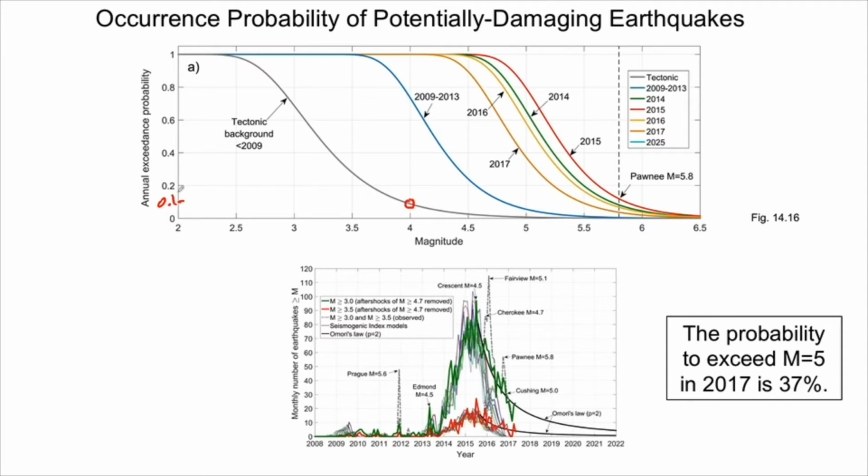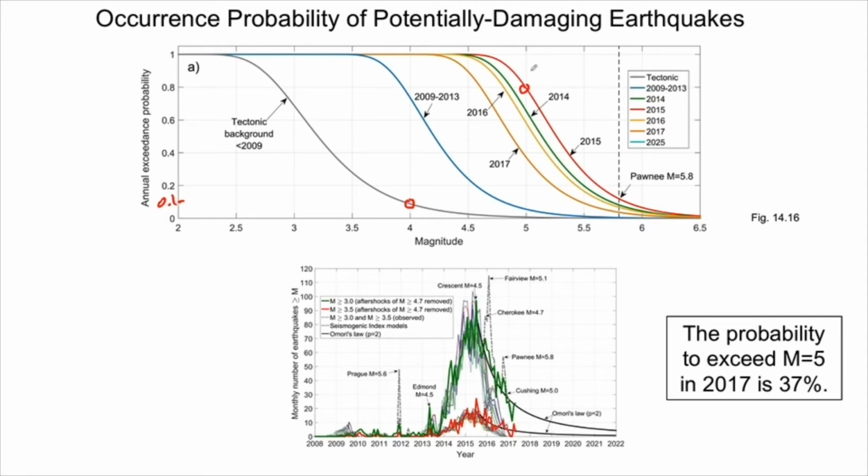As we were injecting more and more, this curve was shifting to the right, so that at the peak in 2015, there was a probability of 80% of getting a magnitude 5 earthquake. And so, we increased the probability very significantly by all of this injection, and that was a constant motion of this curve to the right.